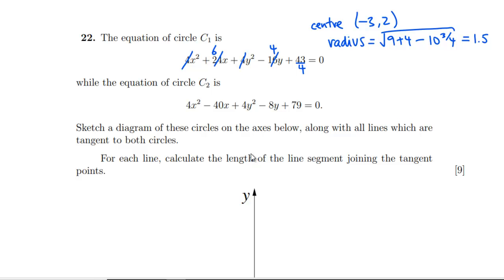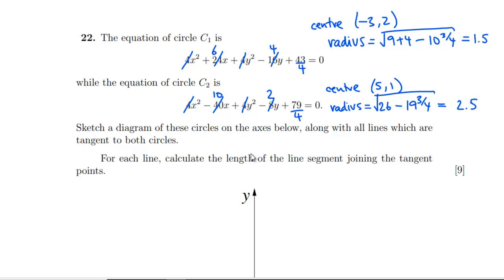Second circle, get rid of the 4s again. That's a 10, that's gone. That's a 2, that's over 4. So on this, the center is going to be at 5, 1. And the radius is the square root of 26 minus 79 over 4, which is 19 3/4. So that's 6 1/4. Oh, wow, okay, they've given us some nice numbers, so 2 1/2.